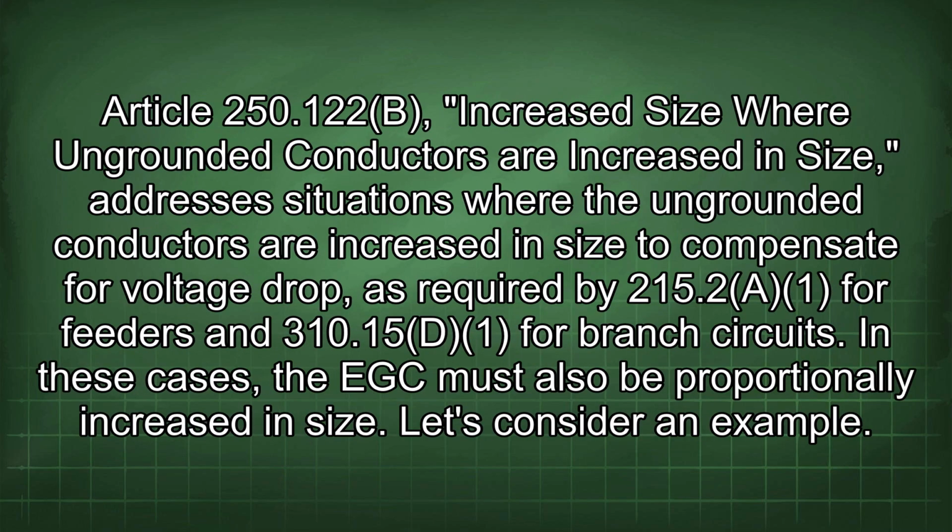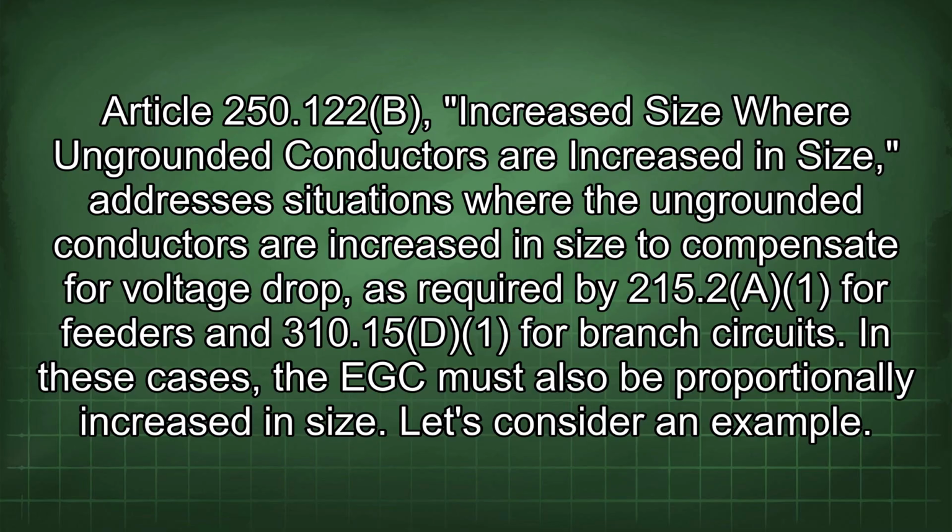Article 250.122(B), increased size where ungrounded conductors are increased in size, addresses situations where the ungrounded conductors are increased in size to compensate for voltage drop, as required by 215.2(A) for feeders and 310.15 for branch circuits. In these cases, the EGC must also be proportionally increased in size.